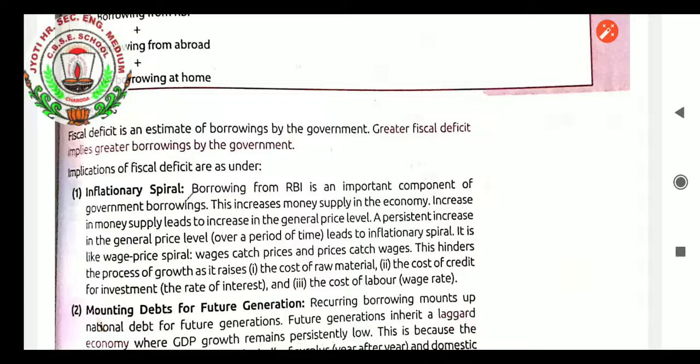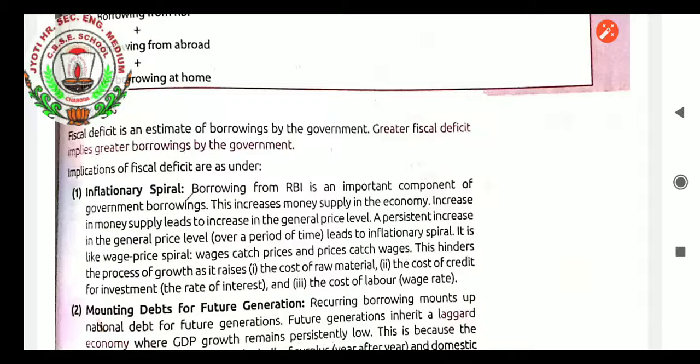Borrowing from the RBI is an important component of government borrowings. This increases the money supply in the economy. Increase in the money supply leads to an increase in the general price level. A persistent increase in the general price level over a period of time leads to inflationary spiral. It is like a wage price spiral. Wages catch prices and prices catch wages, as I already said.